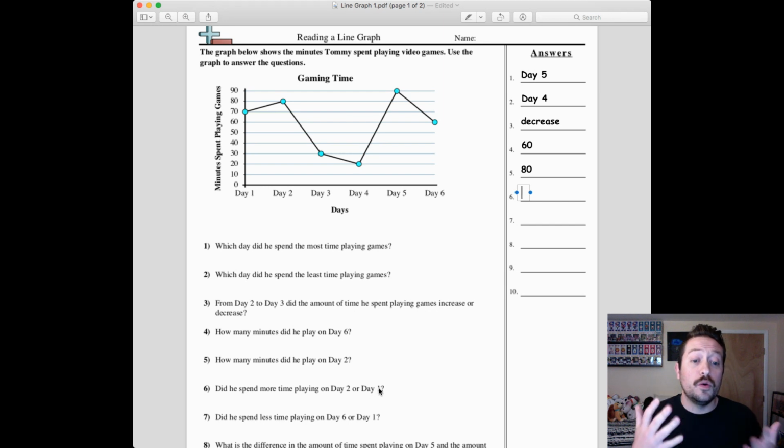So they just want to know which day did he spend more time playing? Was it on day one or day two? So we got to compare. So day one, here's day one. I'm going to go all the way up to the dot, to the plot point, and that's a 70. And on day two, I'm going to go up to the plot point, and that was 80. So which day did he spend more time playing? Was it day one or day two? And the answer is day two.